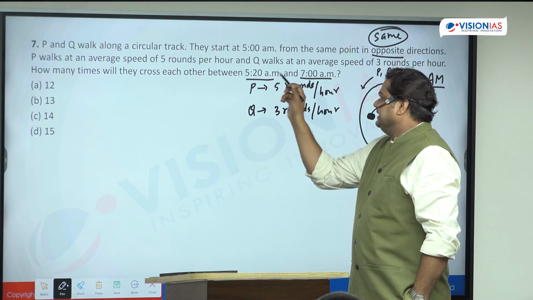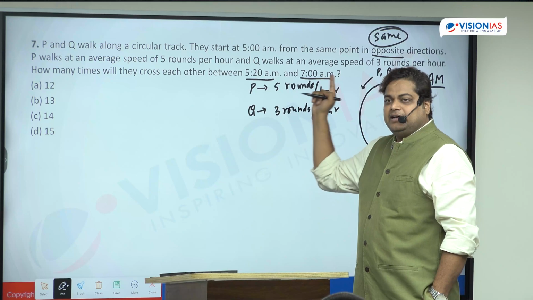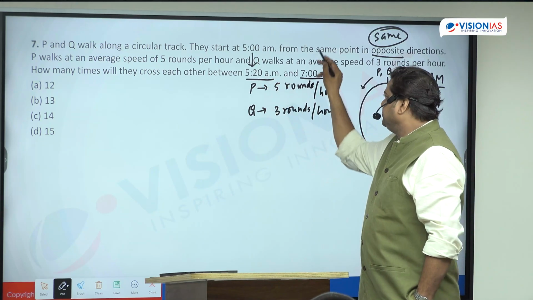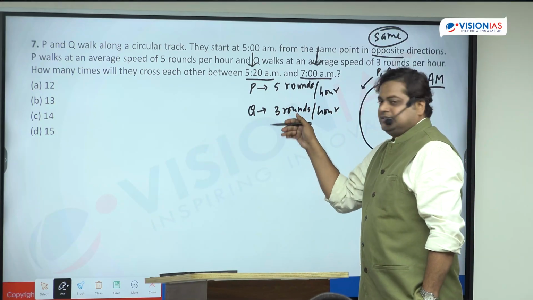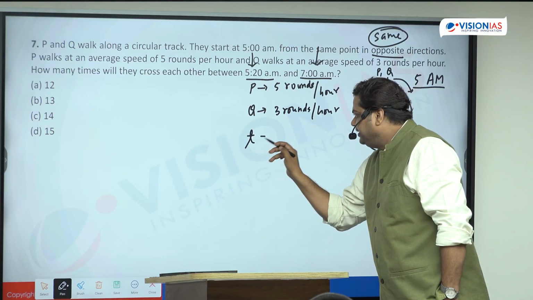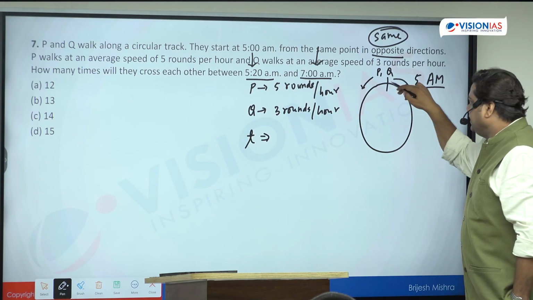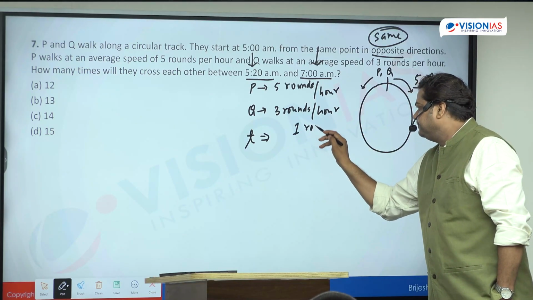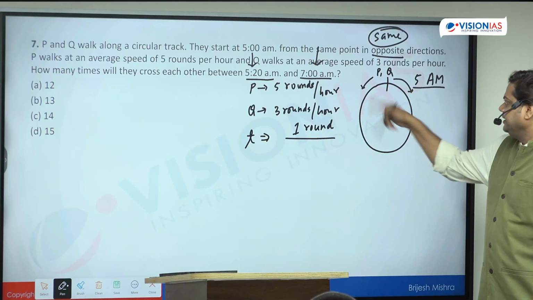That means it is not written till 7 a.m. It is written between 5:20 and 7. That means we are not going to take 5:20 a.m., and we are not going to take 7 a.m. So if the speed is this, they are moving in opposite direction. So after what time are they going to meet each other? The concept of relative speed. The distance between them is what? 1 round is the circular track's distance. Distance is 1 round divided by relative speed. They are moving in opposite direction.